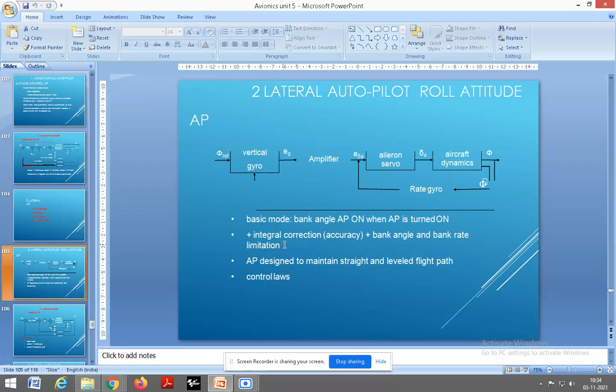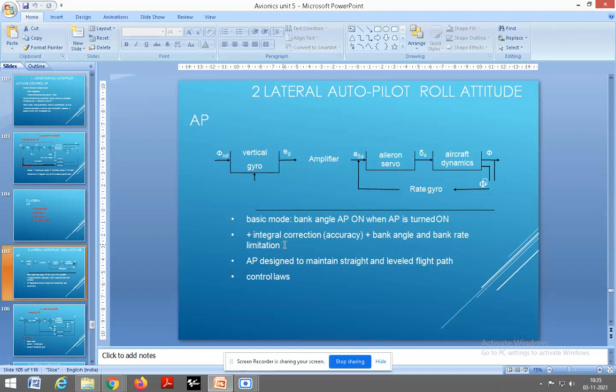The same block diagram is available here, similar to your longitudinal autopilot system. There you have the gyroscope. Here also, a vertical gyroscope, amplifier, then servo, and then aircraft. Here it is the aileron servo, so one word is added, but that is similar to the servo used in the longitudinal.